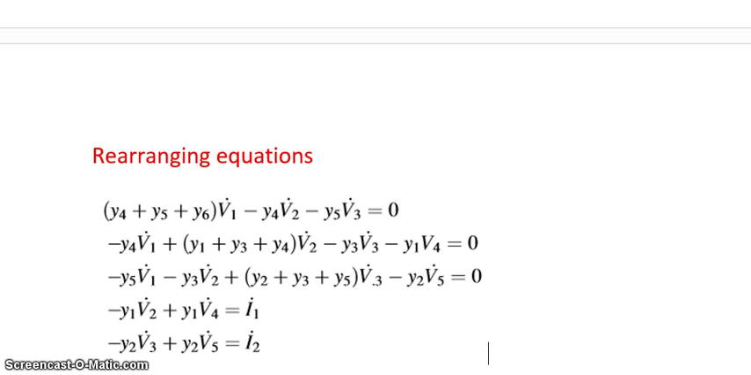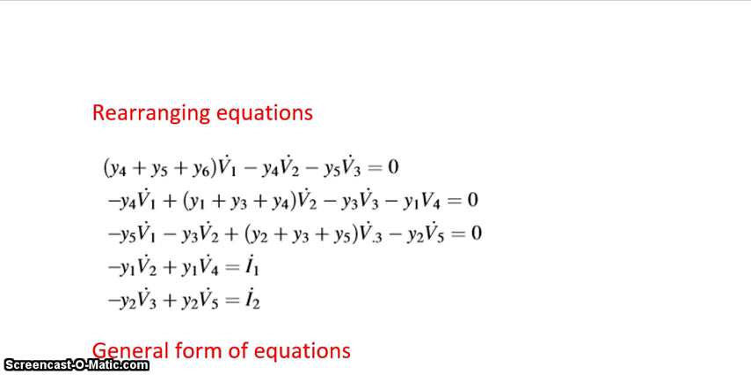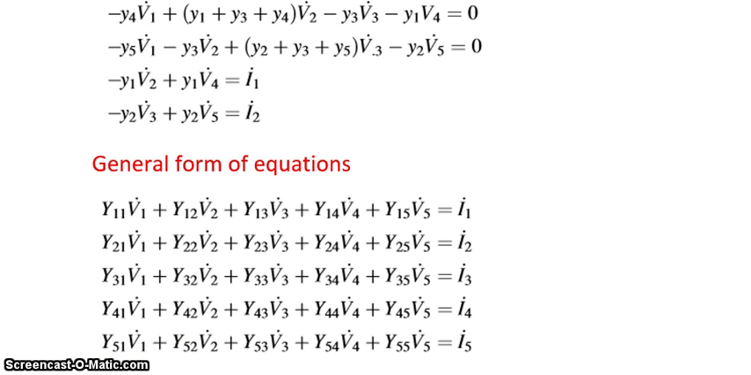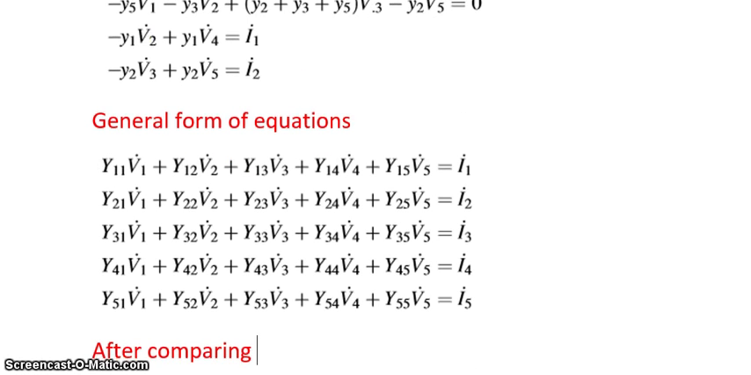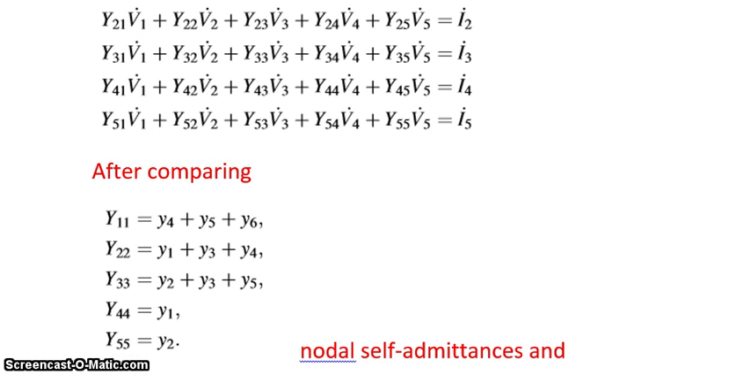So if you rearrange these equations, it would be in this form: (y4 + y5 + y6)·v1 − y4·v2 − y5·v3 = 0. When you rearrange this equation, this would be the general form. If you take any random node, what are the maximum possible values? It would be a matrix of y11, y12, y13, y14, y15, and so on in these 5 equations. When you compare, you will get y11 as y4 plus y5 plus y6, and so on.